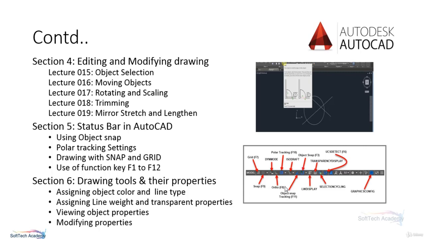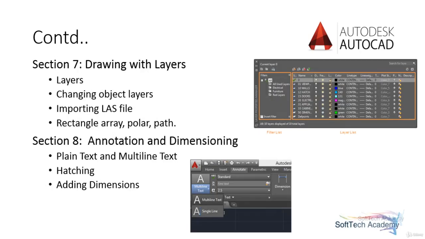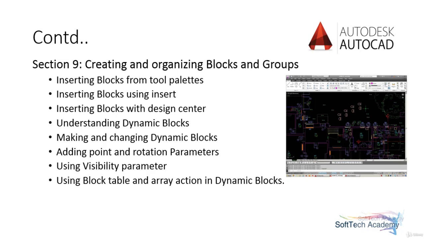In section 6, we have drawing tools and their properties. We will assign object color, weights, and some properties, and we'll modify the properties. Section 7 is drawing with layers. We will have multiple layers of design, and we'll also import alias files, rectangle, array, polar, etc. Section 8 is annotation, which is very important for large-scale drawing. In annotation, we have plain text and multiline text, hatching, adding dimensions, etc.